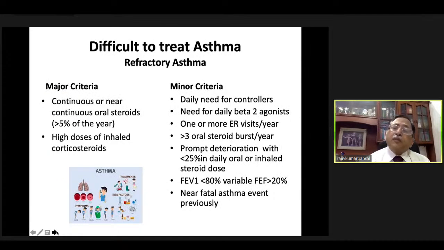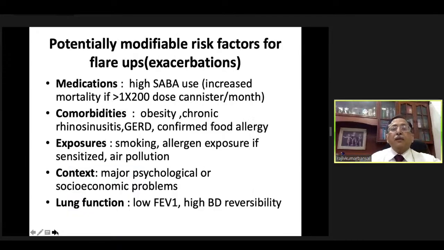We need to also distinguish, the other important thing, between what is poor control and what is difficult to treat asthma. They are two different things. That's known as refractory asthma. And we have major and minor criteria to label a child or a patient as suffering from refractory asthma. A major criterion is continuous or near continuous oral steroids and high doses of inhaled corticosteroids, which is not the case in poorly controlled asthma. The factors are different, as I'll tell you later.